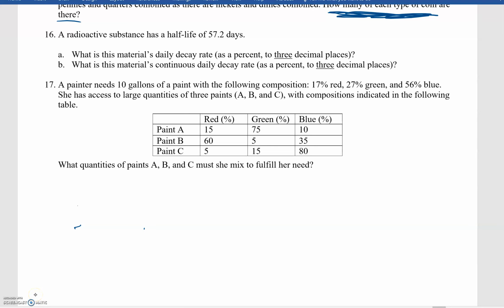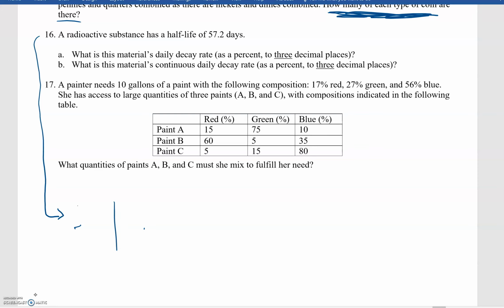Alright, we're on number 16 of the Unit 3 practice problem sets. It says a radioactive substance has a half-life of 57.2 days. We want to find the material's daily decay rate and the continuous daily decay rate. So all I have is the half-life.